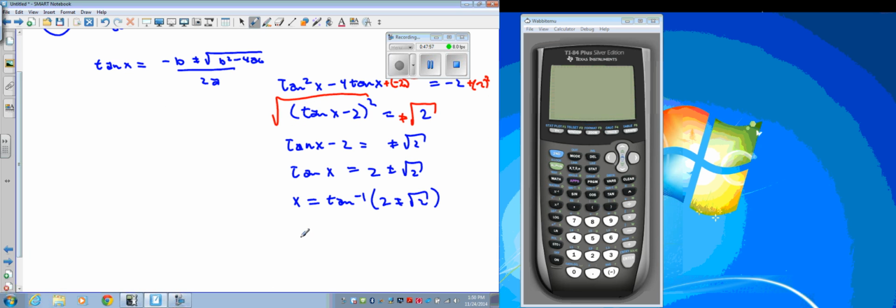One is x is equal to tangent inverse of 2 plus the square root of 2. The other one's going to be tangent inverse of 2 minus the square root of 2. And I have to use a calculator.